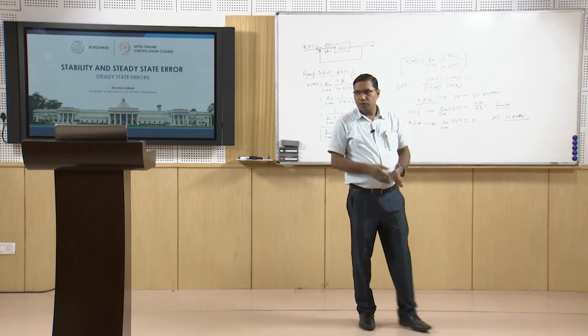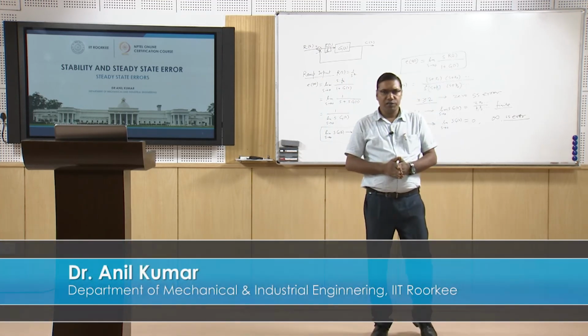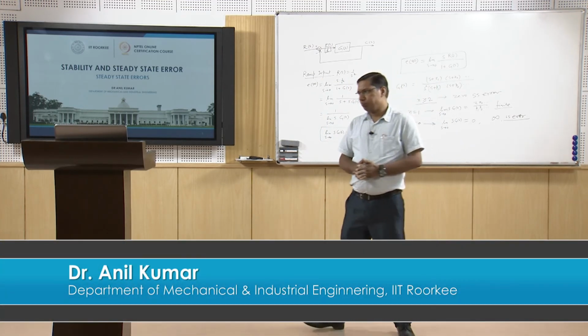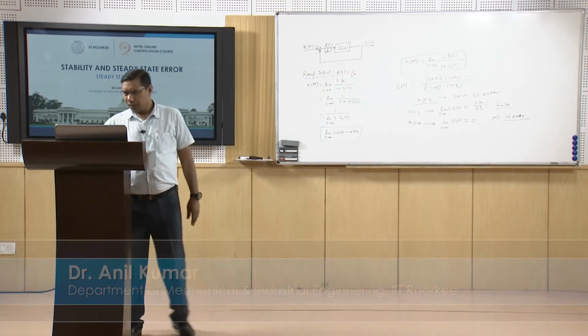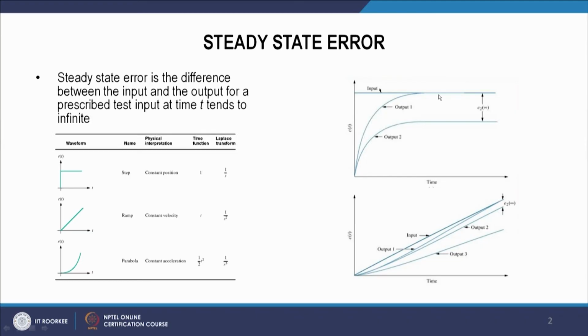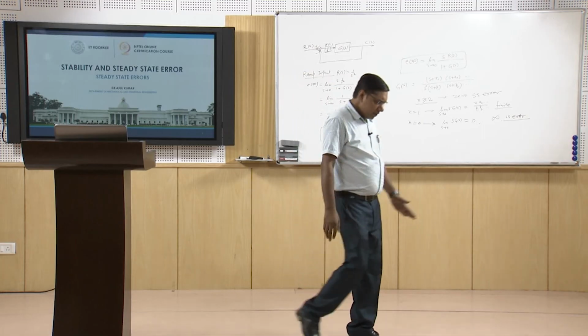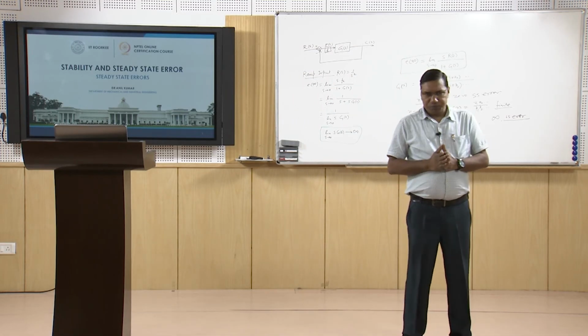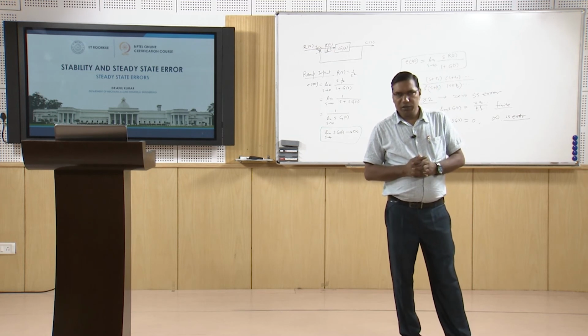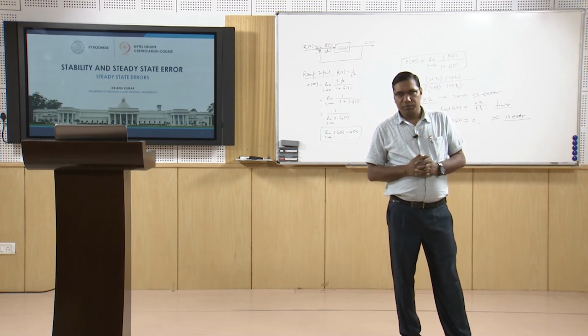Okay, so we would like to stop here. These figures we took from the book of Nise, Norman S., Control Systems Engineering, and so we discussed steady state error for step and ramp input. We will continue this for parabolic input in the next lecture.